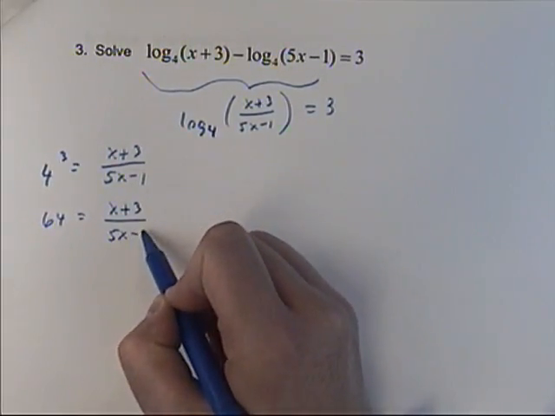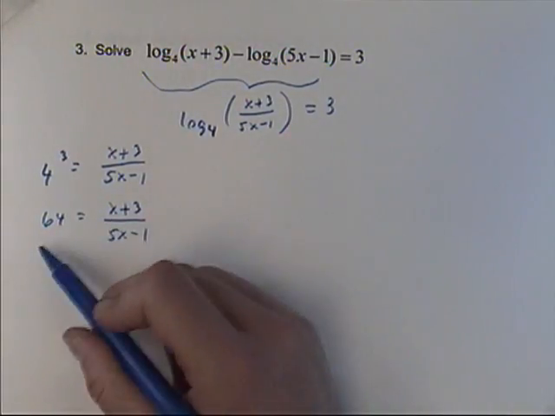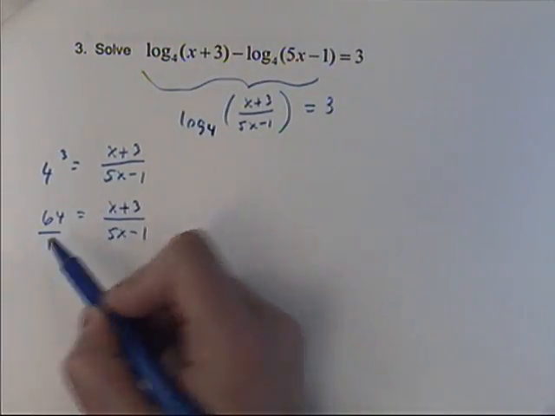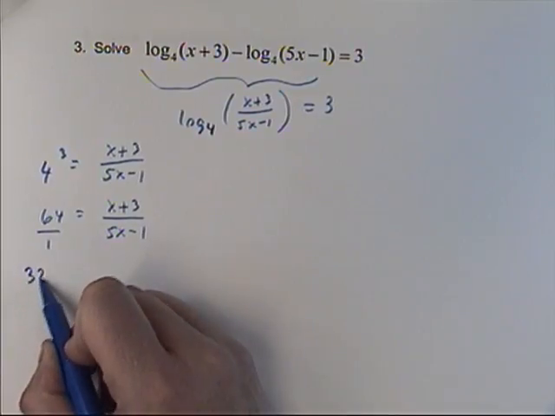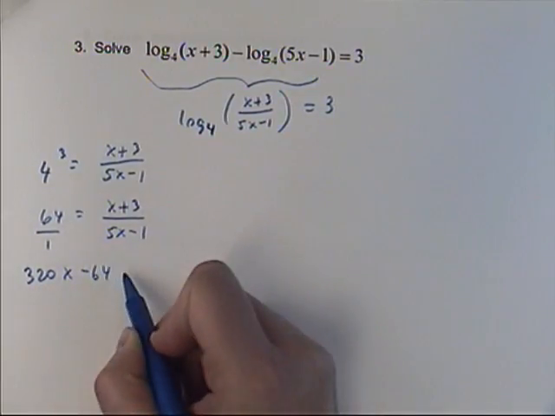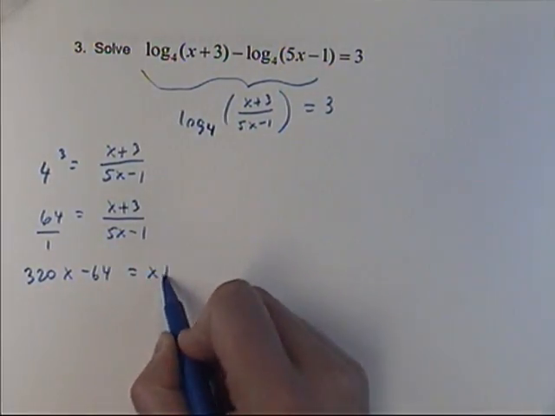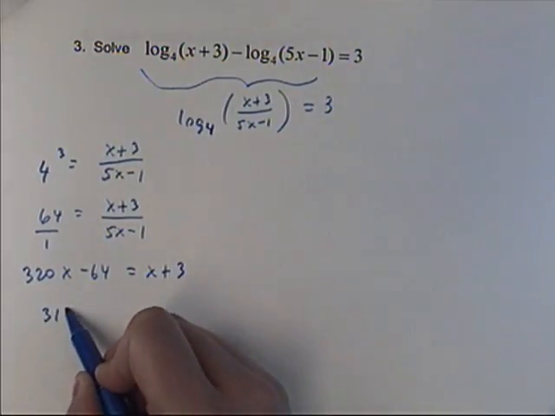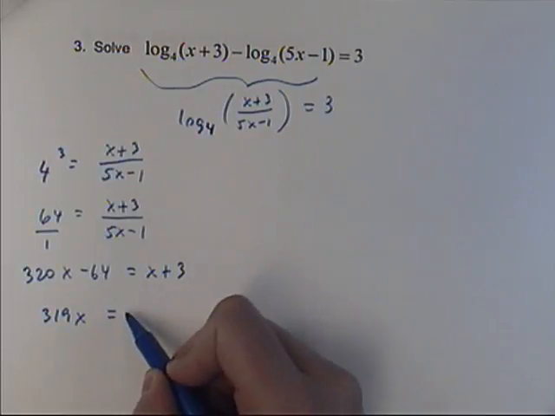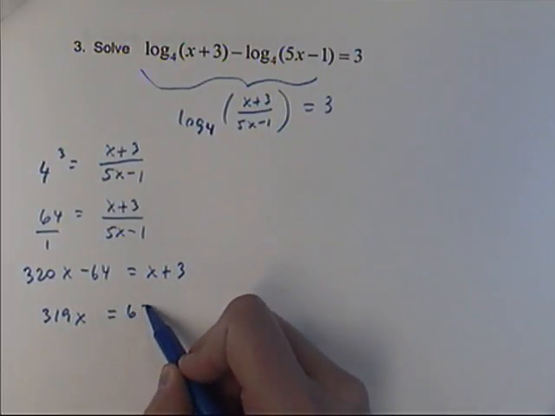And then I can solve this by cross multiplying, so I'll multiply this way and then this way. So if you think of 64 as 64 over 1, and then you multiply 64 times 5, you get 320x minus 64 equals, and then 1 times x plus 3 is just x plus 3. Subtracting 1x on both sides gives you 319x. Adding 64 on both sides gives you 67.